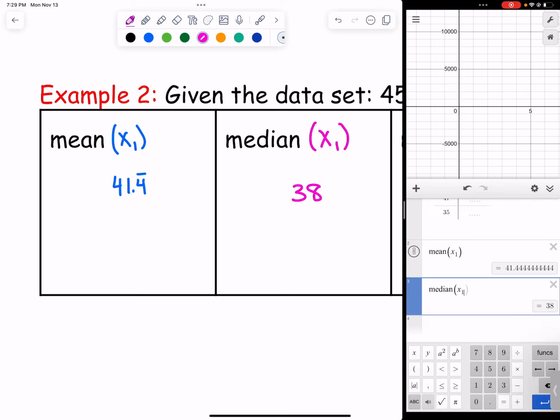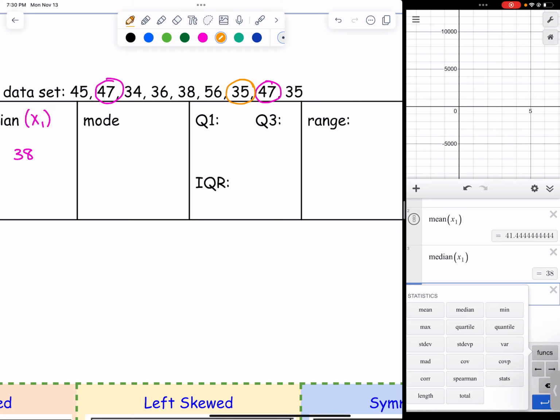The mode, let's see if they have a mode button. They do not. So we can look and see, are any of these repeated? So I do see 47 is listed twice. And 35 is listed twice. And then I think that's it. So we actually have two modes. We have 47 as a mode, but 35 would also be a mode. And you just list whichever ones they are. And if one was listed more than the other, you only need to list that as your mode.